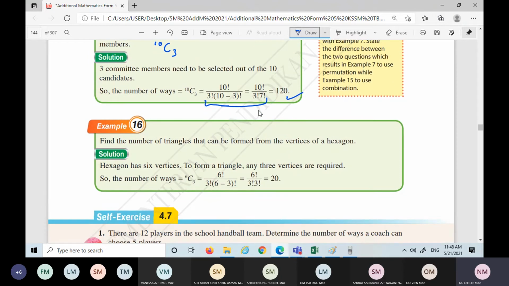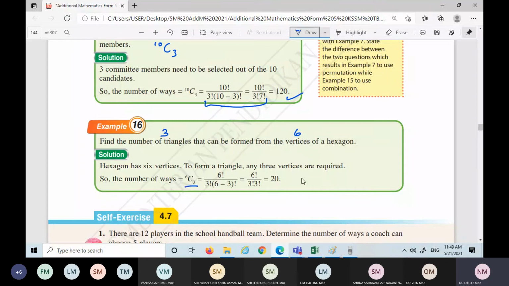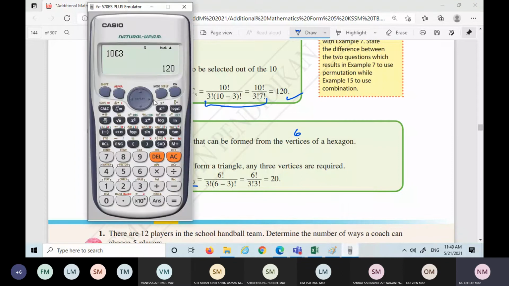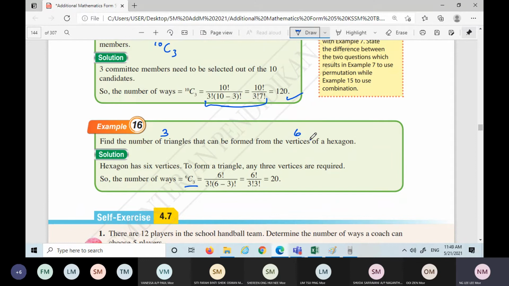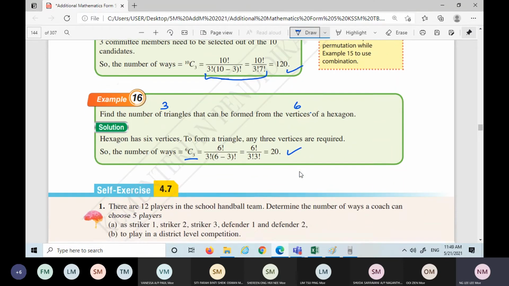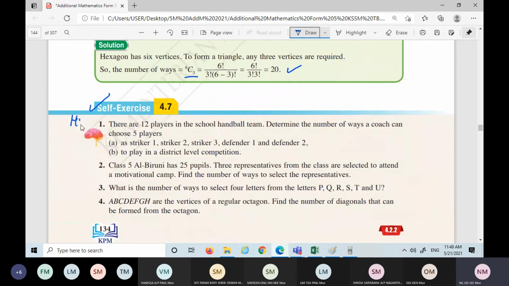Find the number of triangles that can be formed from the vertices of a hexagon. A hexagon has 6 vertices. So it means out of the 6, a triangle has 3 vertices, so out of 6, choose 3. So 6C3. Let's try 6C3. 20. Right, 20 is the answer. So this one will be your homework.